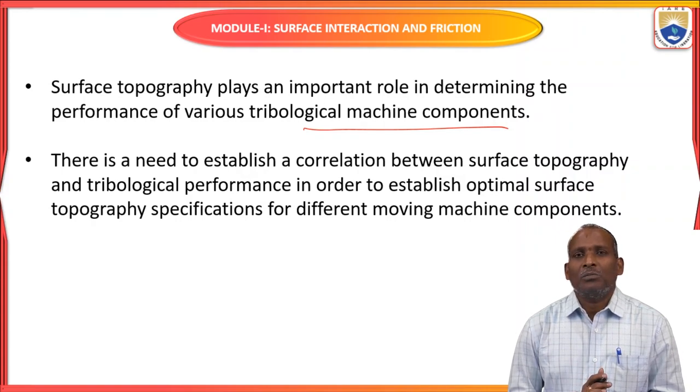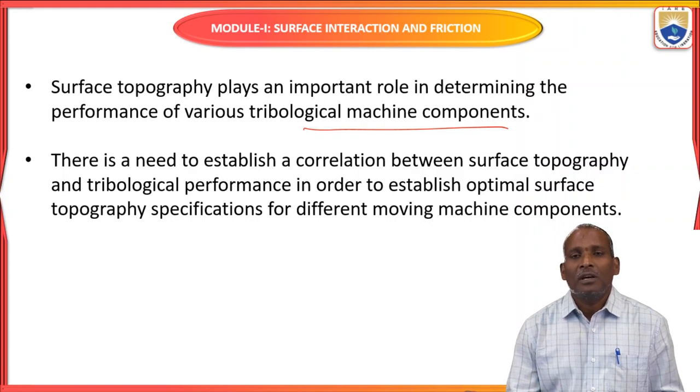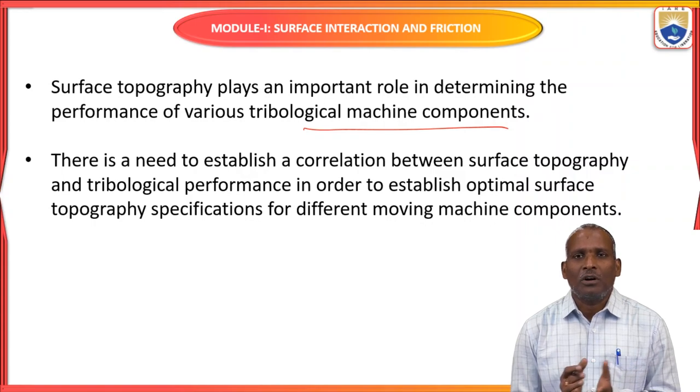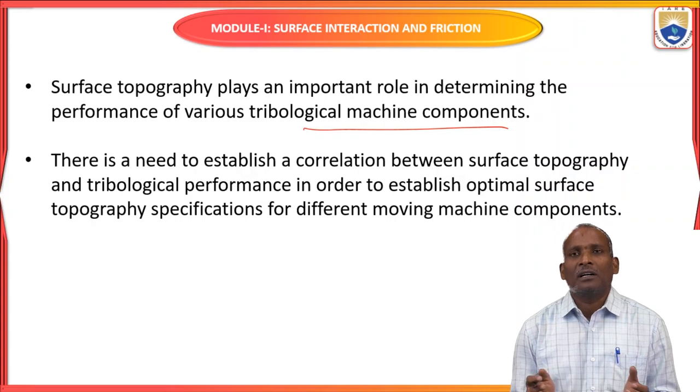So there is a need to establish a correlation between surface topography and tribological performance. To establish the relations, you conduct experiments and finally select an optimal surface topography. Based on your optimal surface topography, the machine will perform very well. You have to validate between surface topography and tribological performance, and then list out the specifications for the different moving components you use in your area, based on the correlation between the surface topography and tribological performance parameters.